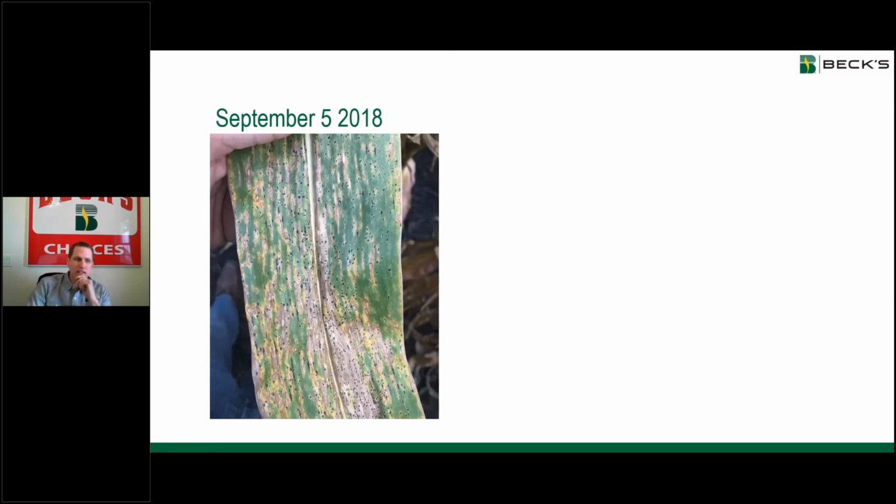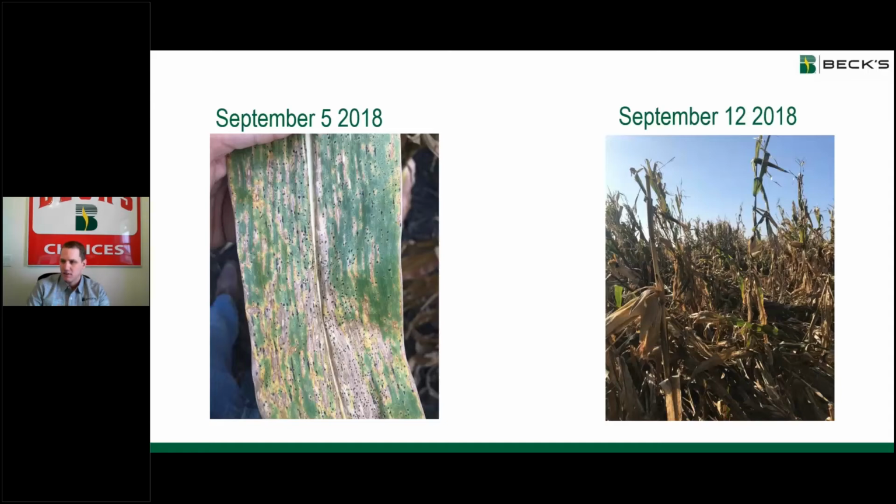Here's a progression slide. This was from September 5th, 2018, a picture. I just wanted to show you what it looked like on September 12th, 2018. So this was in Lee County, Illinois, up in the northern third of the state there, and it just took hold and it blew up.